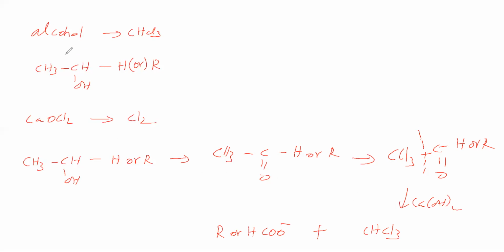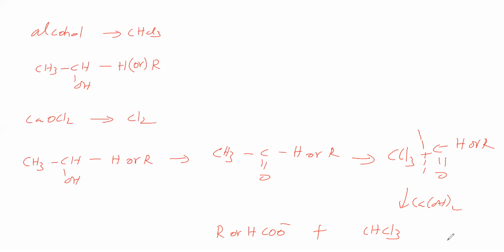So if the alcohol has the CH3CHOH group, then we can prepare chloroform. The first step: bleaching powder gives Cl2, then this CHOH is converted into CO group, then the methyl group undergoes chlorination, so the three hydrogens are replaced by Cl, then it undergoes hydrolysis. We get chloroform, CHCl3. So from alcohol we have prepared chloroform.